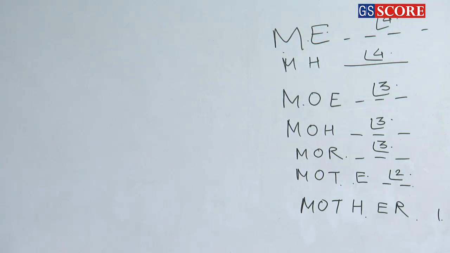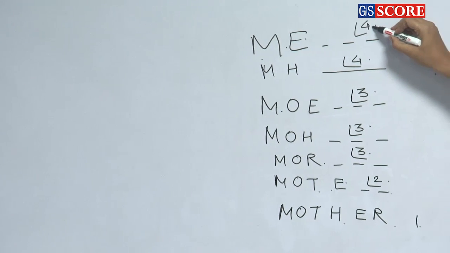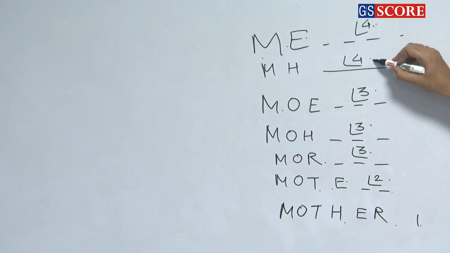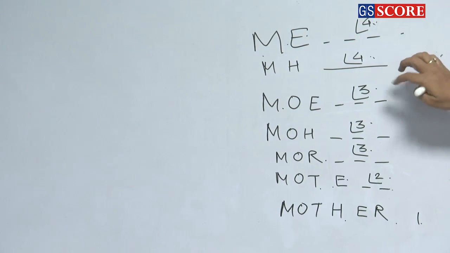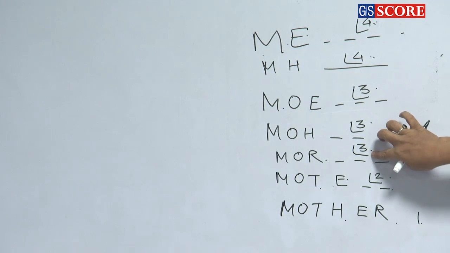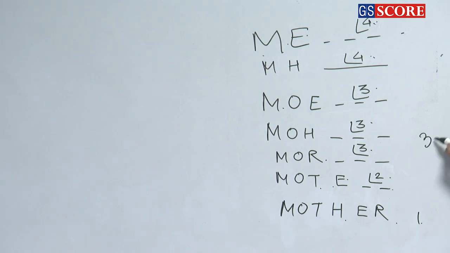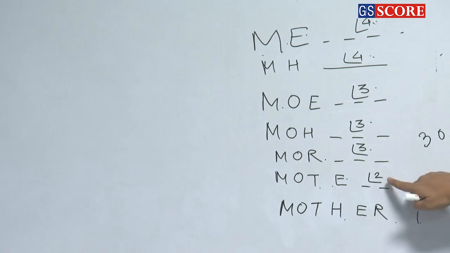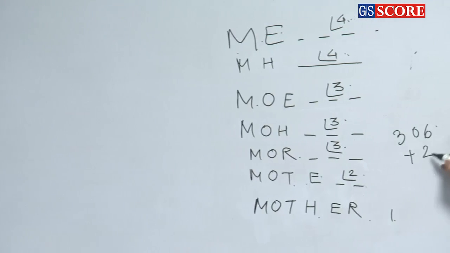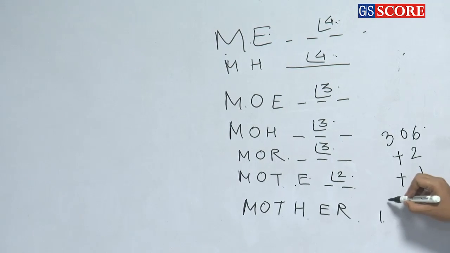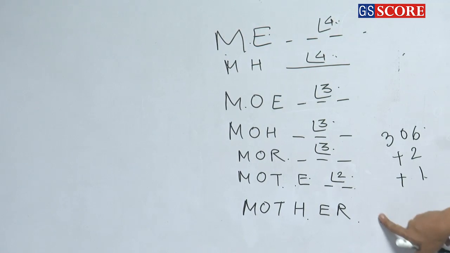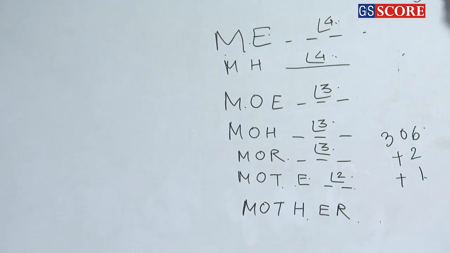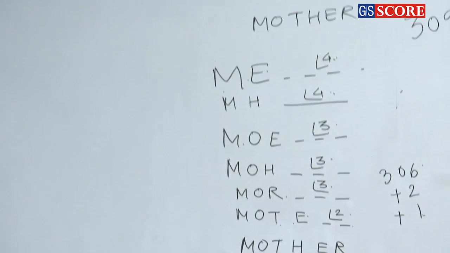So you add this one. 120 plus 120 is how much? 240. 240 plus 24, 264 plus 24, 288 plus 6 plus 6 plus 6 is how much? 306 plus 2 plus 1. So the rank of the word MOTHER is how much? 309.